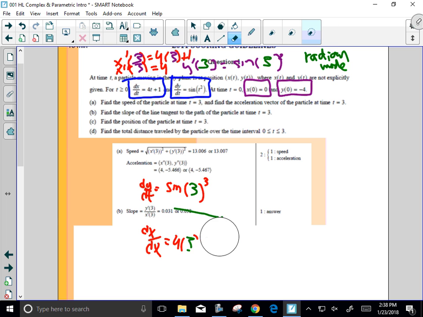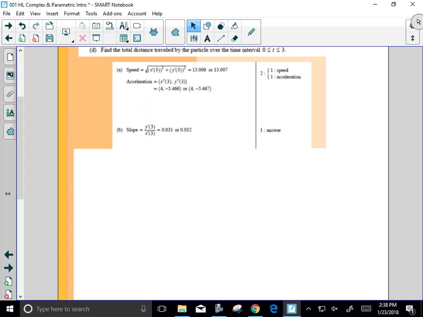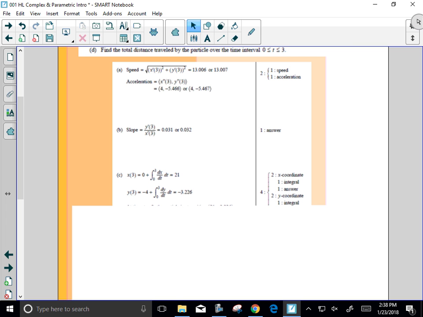Just erasing through the rest of these to finish it off, you're going to do the position. Remember me doing that position? This is going to be x of 0 plus the integral from 0 to 3 of dx dt. Use that formula, integrate it, and when you evaluate it, it's going to be equal to 21. This is going to be y of 0, which was given, plus the integral of dy dt from 0 to 3, easy, and then you'll get that. This one you'll want to use your calculator for sure.